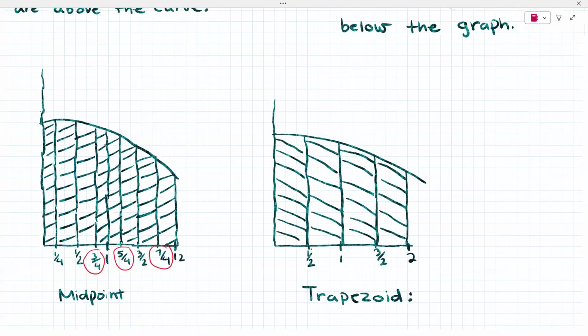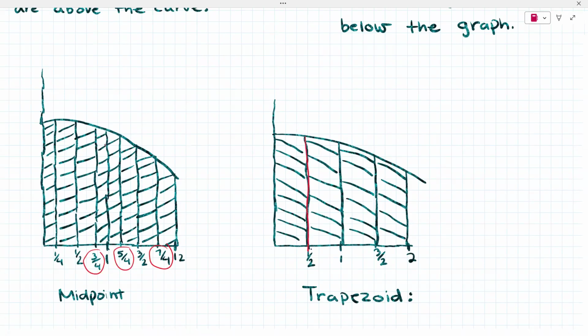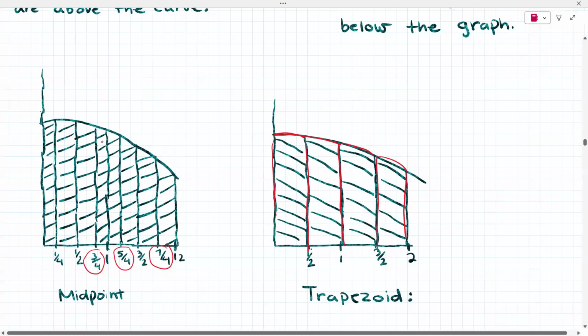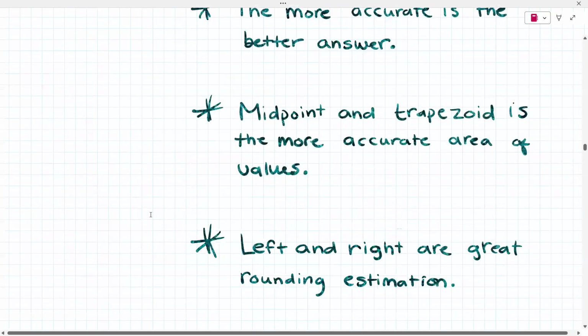And then you have the trapezoid. So here's 1/2, and then make a little trapezoid. So you have to go around this curve, I mean, exactly on this curve, and then it creates a trapezoid. And same thing with 1, do the curve thing, and then 3/2 curve, and then 2. So as you can see, the trapezoid is probably the most accurate. So basically, the more accurate it is, the better the answer. Midpoint and trapezoid are probably the most accurate of the values. Left and right are great rounding estimations.